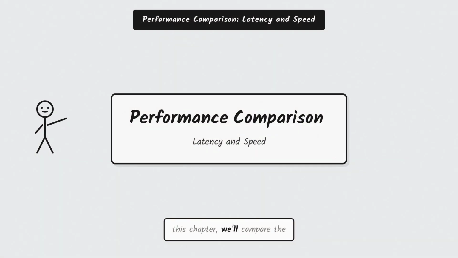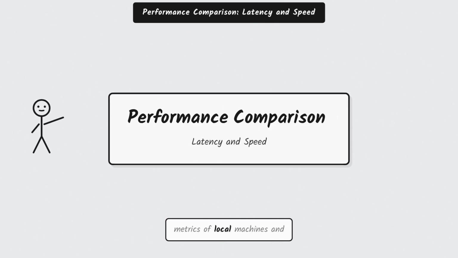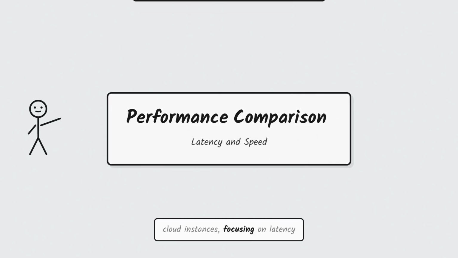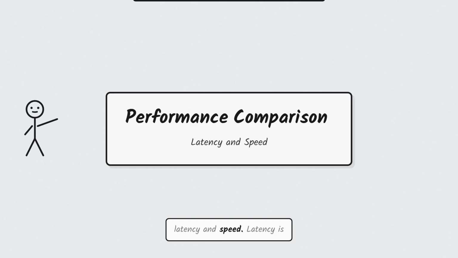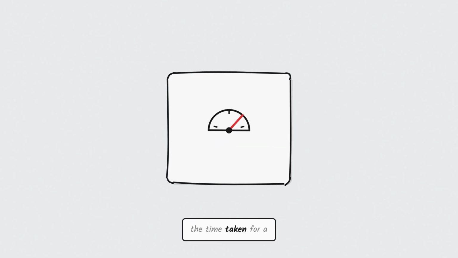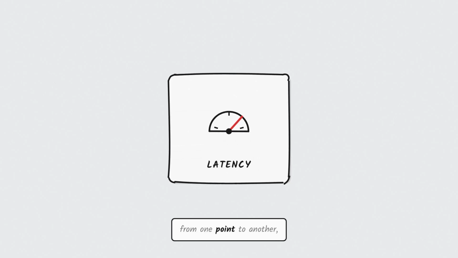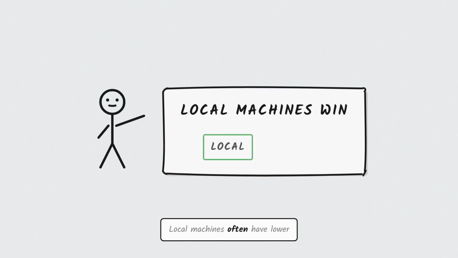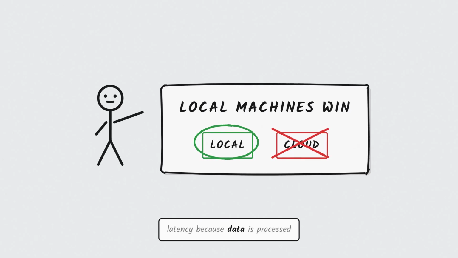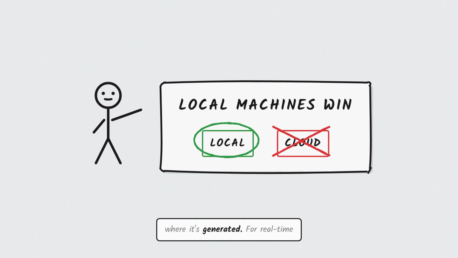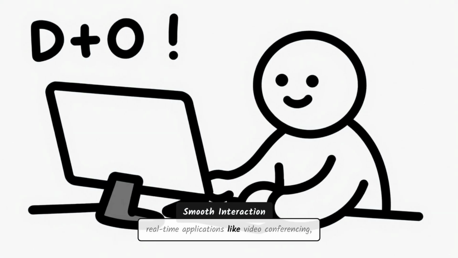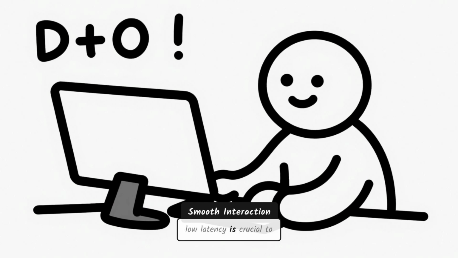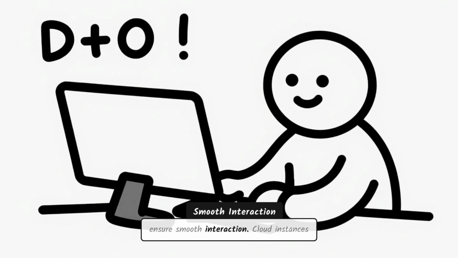In this chapter, we'll compare the performance metrics of local machines and cloud instances, focusing on latency and speed. Latency is the time taken for a data packet to travel from one point to another, typically measured in milliseconds. Local machines often have lower latency because data is processed close to where it's generated. For real-time applications like video conferencing, low latency is crucial to ensure smooth interaction.